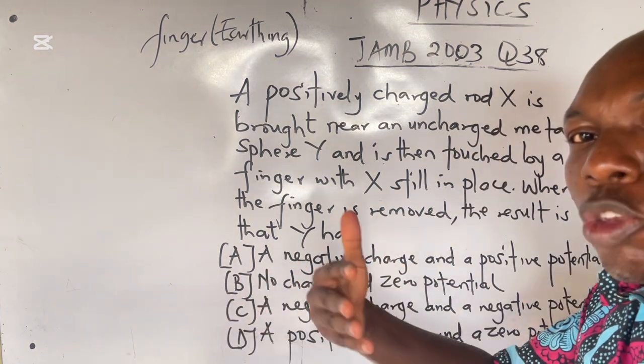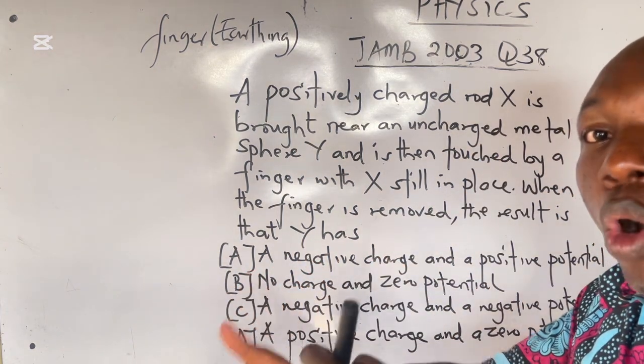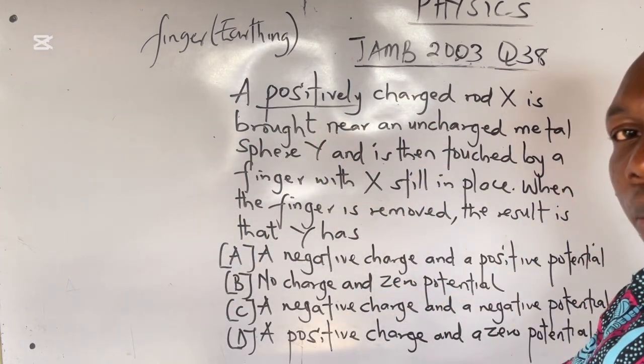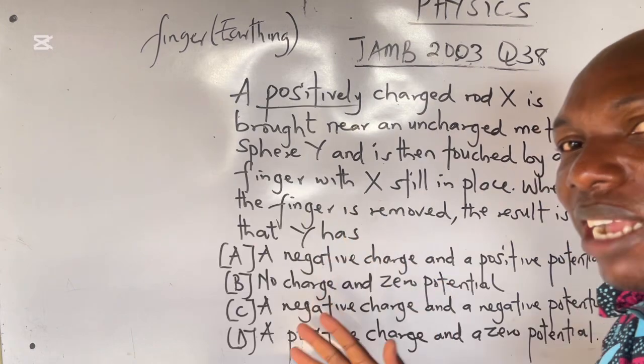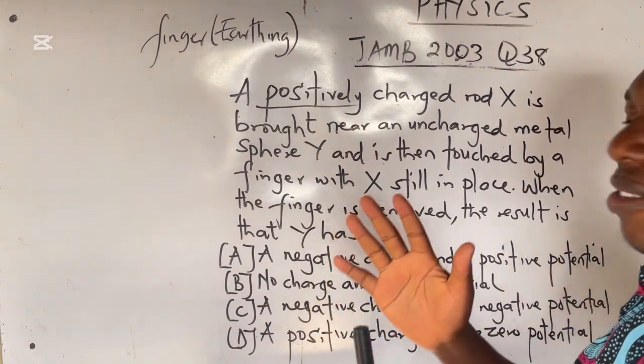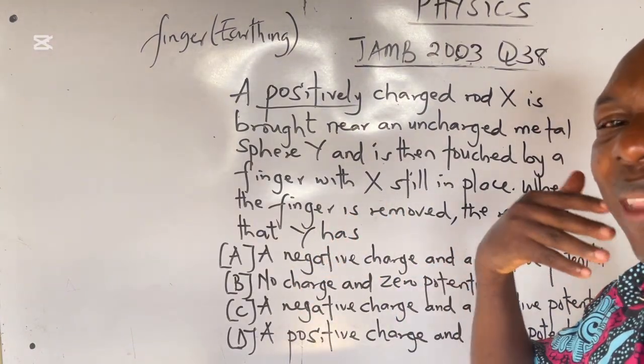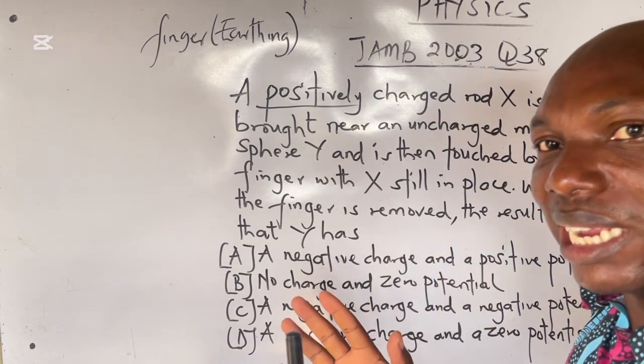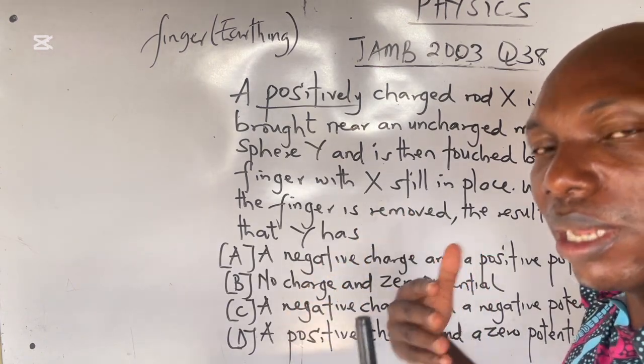So immediately this positively charged rod X is brought near Y, Y will experience the opposite charge. This is a positive charge. Immediately a positive charge is brought near an uncharged metal sphere Y, Y will become negatively charged. And what will happen to the potential? The potential will be negative.